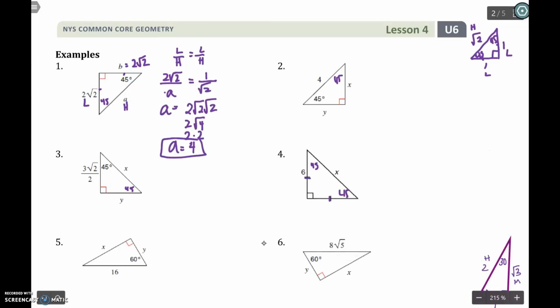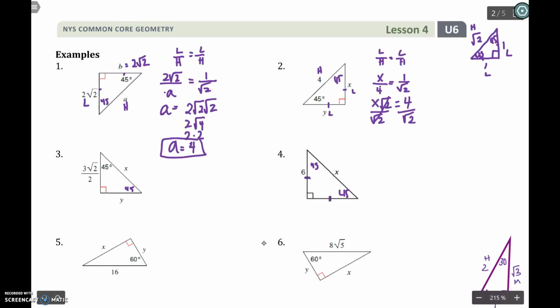Okay. On number 2, we know x and y are going to be congruent. Those are the legs. 4 is the hypotenuse. So we're going to set up a proportion, leg and hypotenuse. So the leg on this one, we'll use x first, and the hypotenuse is 4. On the original, the leg is 1, and the hypotenuse is radical 2, and we'll cross multiply. X times radical 2 is x radical 2. 4 times 1 is 4. And then we're going to divide by radical 2 to get x alone on both sides.